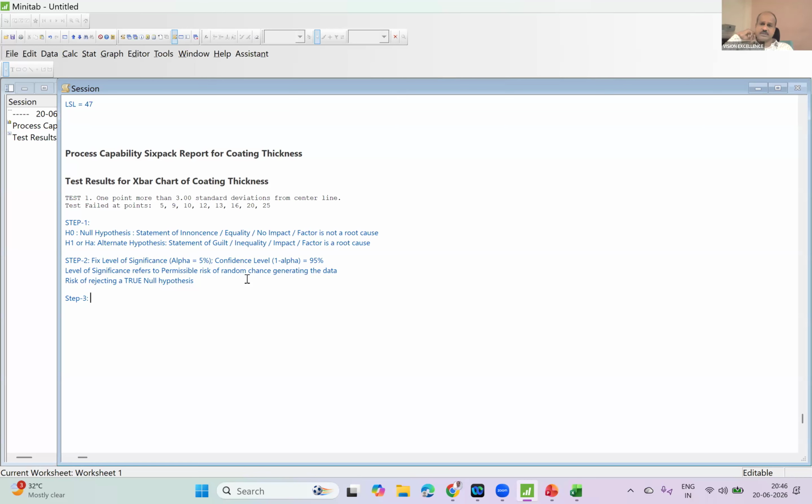Null hypothesis, alternate hypothesis. In hypothesis testing, you have to make a decision only when the risk associated with your data is reduced to below 5%. If the risk associated is not reduced below 5%, then it's not the right time to use the data and make a conclusion, right?